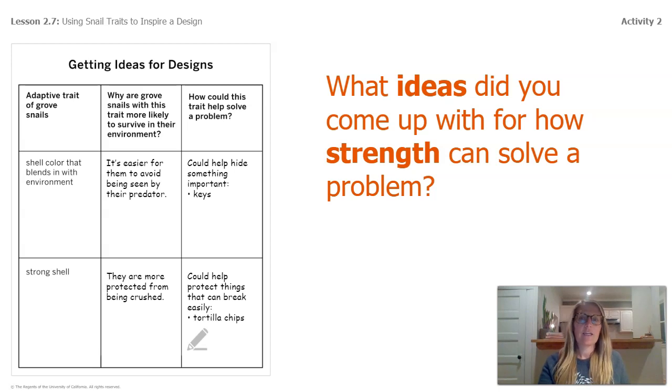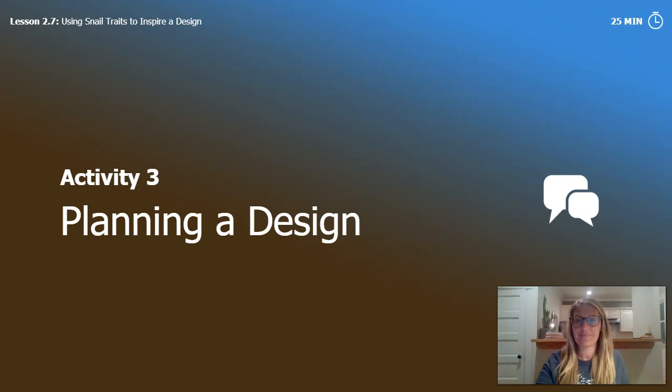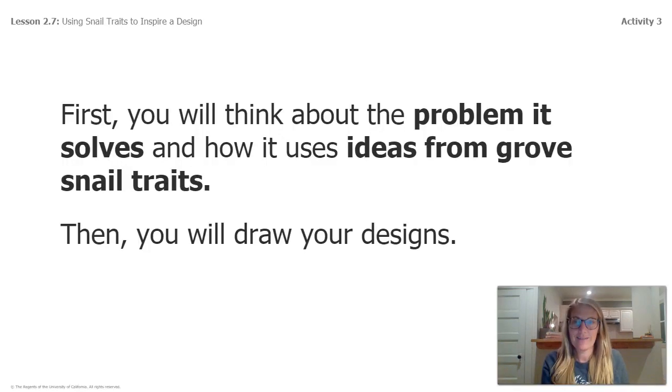How can you design something that blends in with an environment that would help solve a problem, or something that's strong or protects something that's weak that helps solve a problem? When you press play again, we will finish out our lesson for today, including time with your design. So the chart we just made includes a few of your design ideas inspired by the 2 adaptive traits of the grove snails. You might have your own ideas, which I think is great.